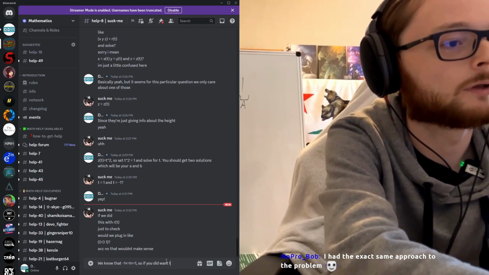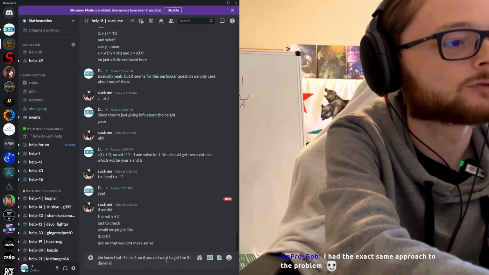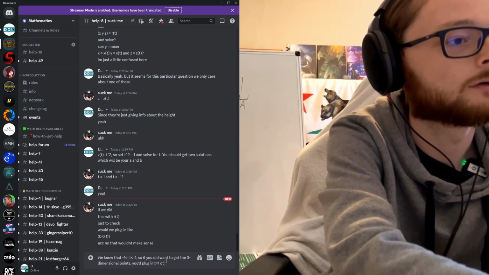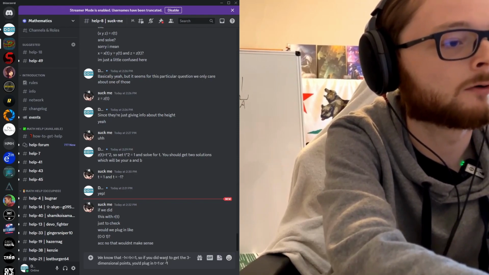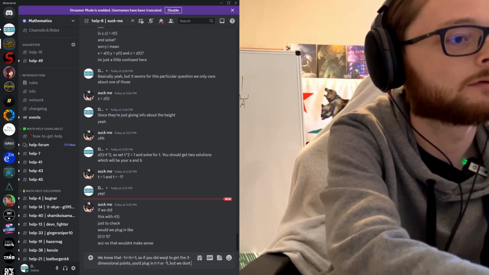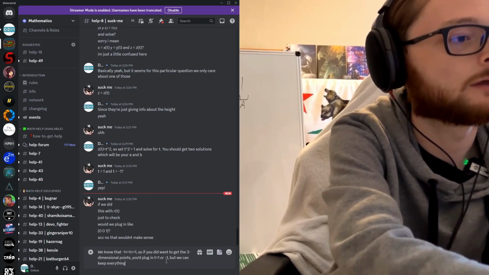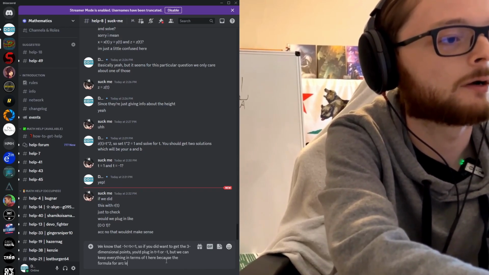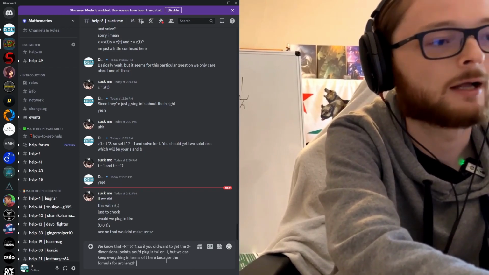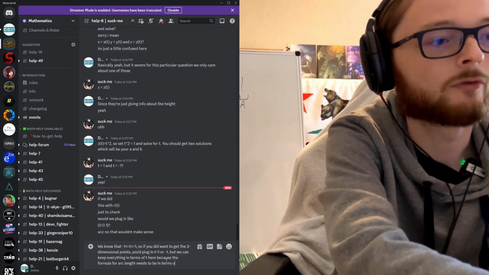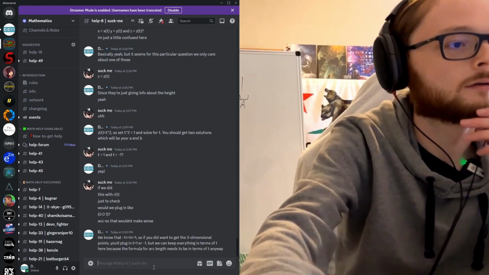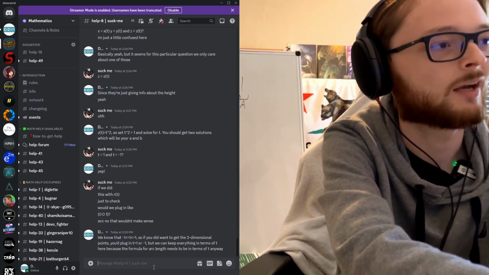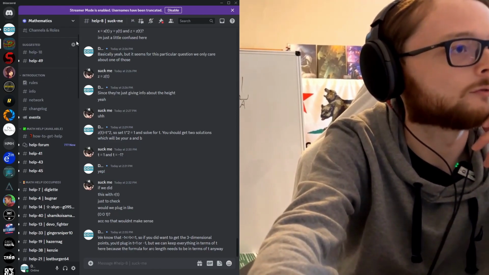If you did want to get the 3-dimensional points, you'd plug in t equals 1 or negative 1, but we don't. We can keep everything in terms of t here because the formula for arc length needs to be in terms of t anyway. Technically, they're vectors, not points. I don't know if that's even an important distinction to make, though.